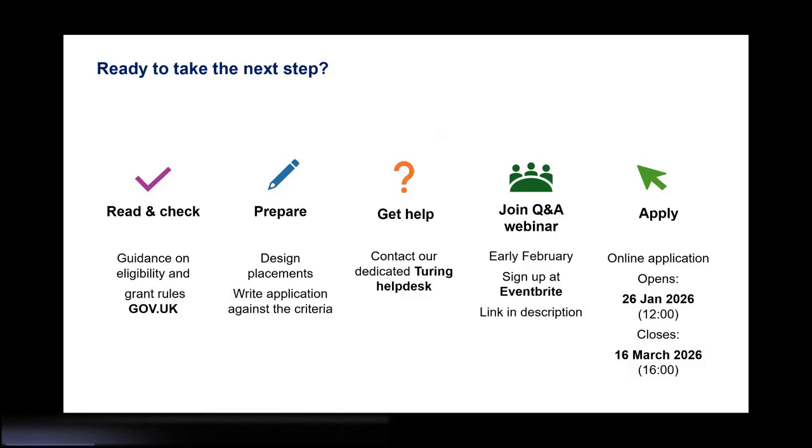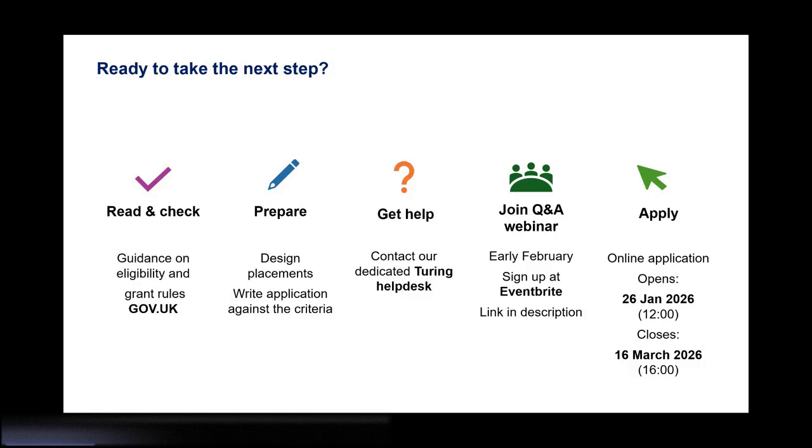For moving forward, you have a few simple steps to take. Firstly, I'd recommend reading the full guidance on gov.uk to ensure that you understand all of the eligibility and grant rules. Then you can get further help if needed with specific questions by contacting the Turing Scheme help desk. The link is in the description for this video, or by joining our Q&A webinars, which you can sign up to. These will take place in early February.